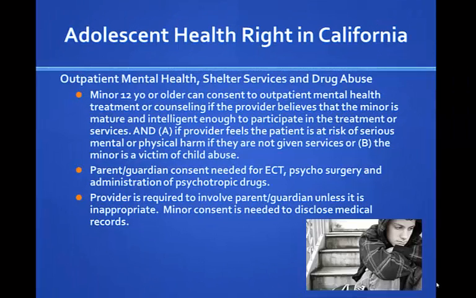Outpatient mental health services, shelter services, and drug abuse. Minors 12 years or older can consent to outpatient mental health treatment or counseling if the provider believes that the minor is mature and intelligent enough to participate in the treatment or services, and if the provider feels the patient is at risk of serious mental or physical harm if they are not given services, or the minor is a victim of child abuse. The parent or guardian is needed to consent for ECT, psychosurgery, and administration of psychotropic drugs. The provider is required to involve the parent or guardian unless it is inappropriate. The minor consent is needed to disclose all medical records.